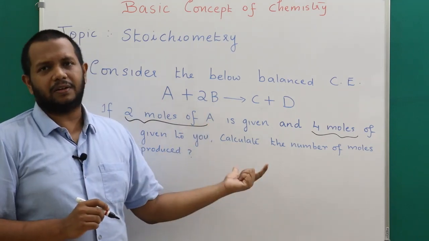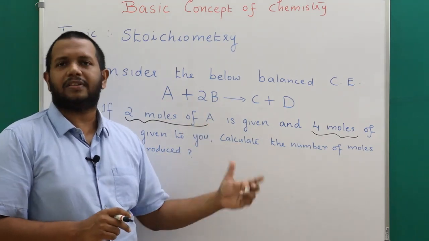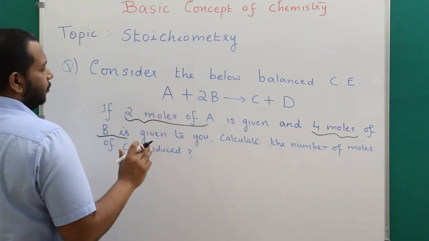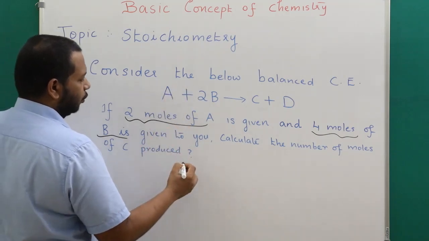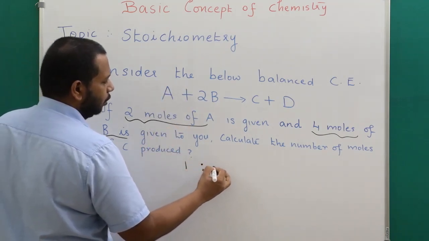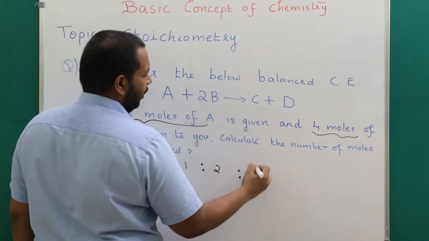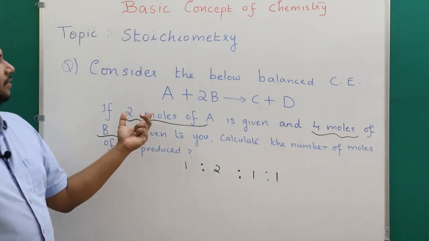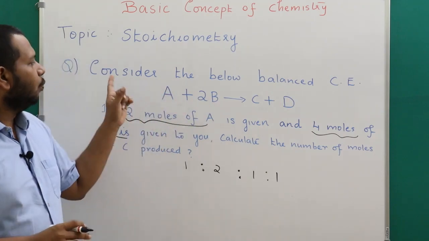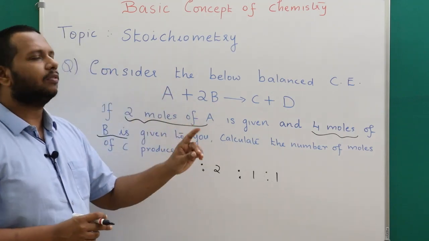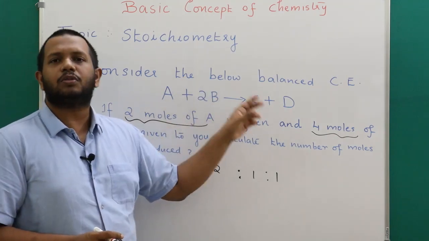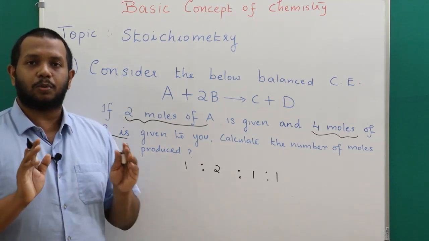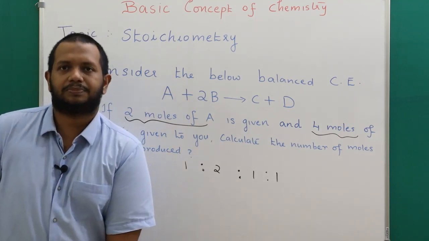Now, first I will explain with the classical explanation, then I will give you the shortcut. So listen. First we will write the stoichiometric ratio. So what is the stoichiometric ratio? 1 is to 2 is to 1 is to 1. This is the stoichiometric ratio. So what is the meaning of stoichiometric ratio? Now tell me, 1 mole of A needs 2 mole of B to produce 1 mole of C and 1 mole of D. So this is what the stoichiometric ratio means actually. Okay.